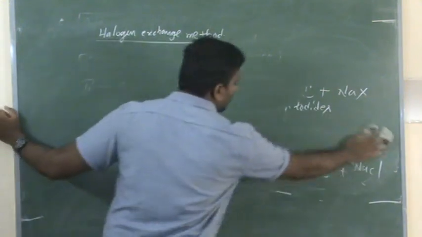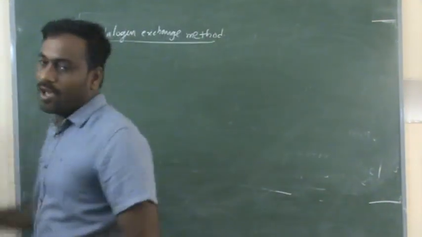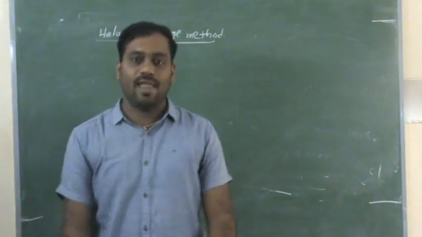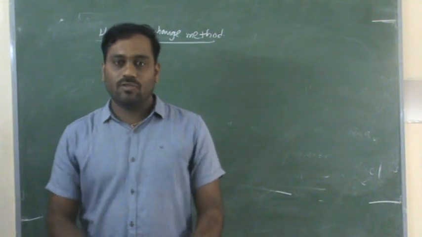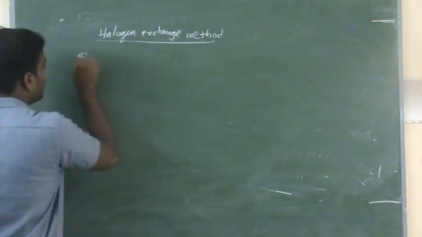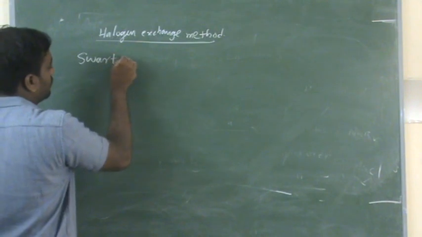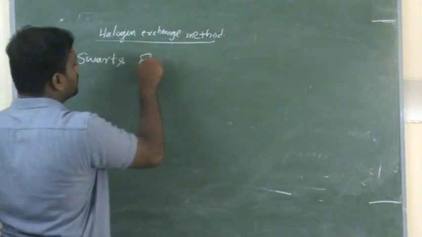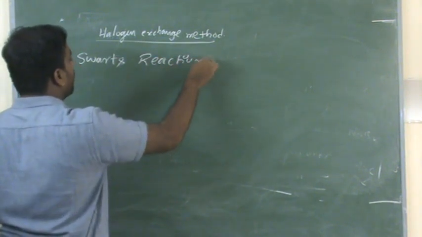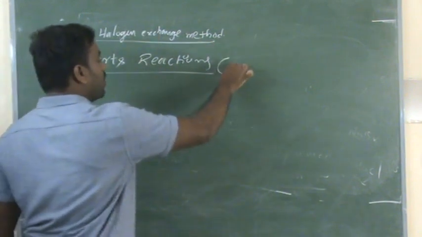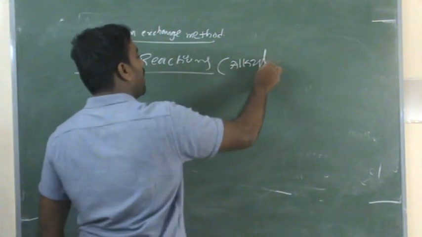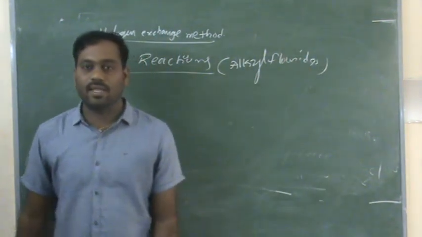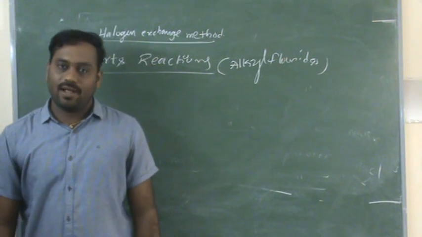Okay. There is another method for the preparation of alkyl fluorides. Still we haven't prepared any alkyl fluoride from the start until now. So there is one special method, that is called the Swarts reaction. What is the Swarts reaction? It is only useful to prepare alkyl fluorides. From this method, we can't prepare alkyl bromide, alkyl iodide, or alkyl chloride.